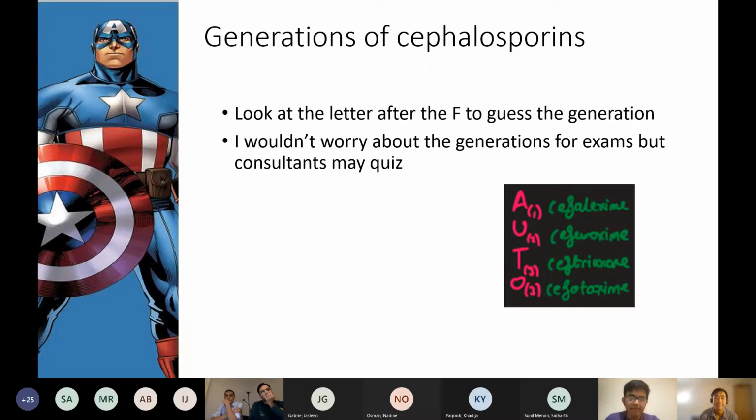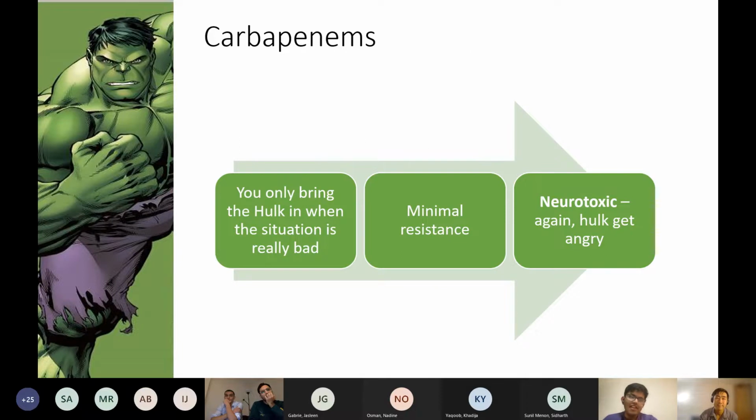And lastly, we'll talk briefly about carbapenems. Yeah, it's pretty self-explanatory. You only bring in the Hulk when the situation is really bad, and then the Hulk goes mad, and there's not that much resistance to them, although it's increasing. And it's neurotoxic because Hulk get angry. So very neurotoxic, and people can start acting funny, although it's very rare actually, because we monitor people who are on these medications. I'm going to hand back to James to talk about glycopeptides briefly.